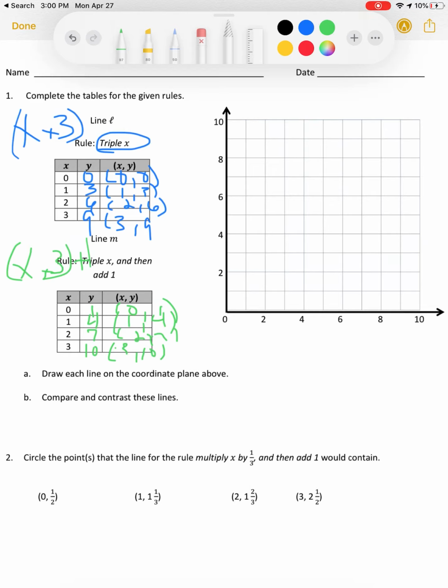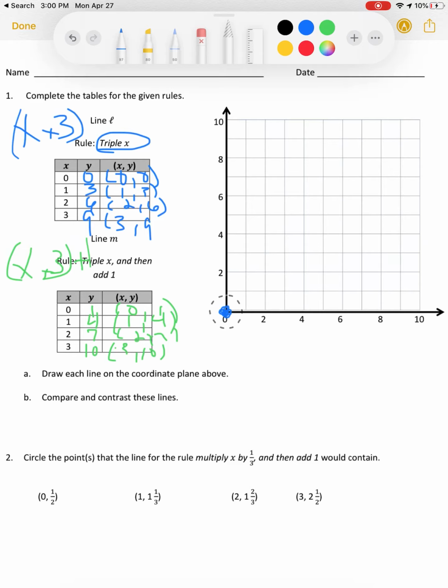All right, buddies, let's get ready to plot. I want to go in and plot line L first. Let's look at the first coordinate pair, 0, 0. We know that there's 0 on the x-axis, 0 on the y-axis. That first point is here. Let's look at the next one, 1, 3. 1 is first, so that means it belongs on the x-axis. So we move over to 1 on the x-axis and up to 3 on the y-axis. Our coordinate pair goes there.